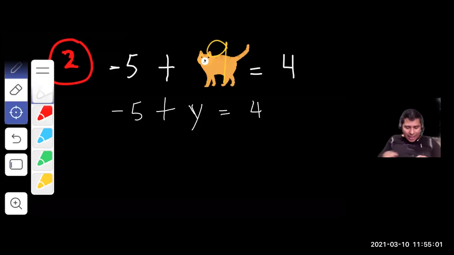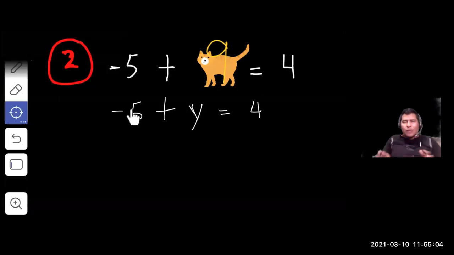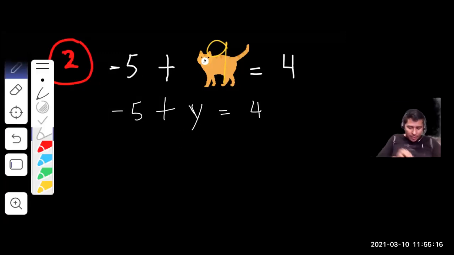Negative 5 plus a number that I can get 4. You said that is 9. You did it mentally. But let's try to use mathematics and solve that. Again, your main goal, guys, is to let that variable alone. This variable must be alone. How can I get it alone?